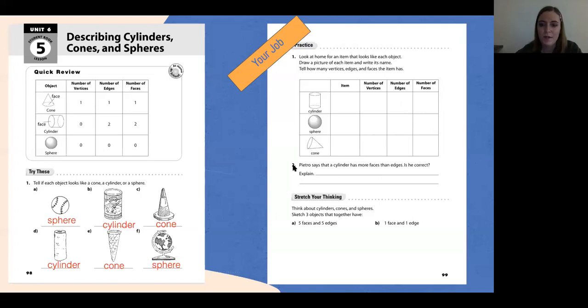Number 2, Pietro is saying that a cylinder has more faces than it has edges. Is he correct? So I want you to use this to help you answer that question, okay? Focus on this. And then stretch your thinking is a challenge. I want you to try and draw those things, okay? And that is your second page.